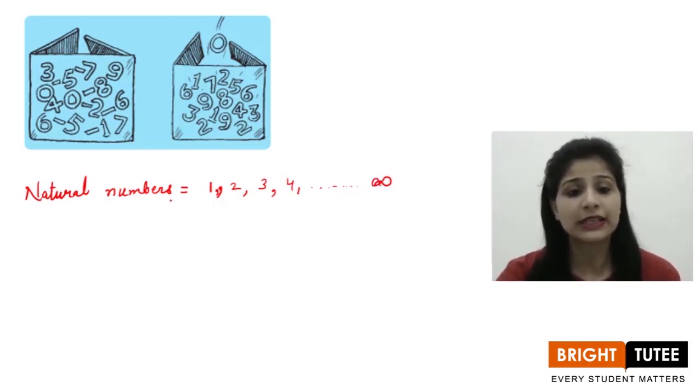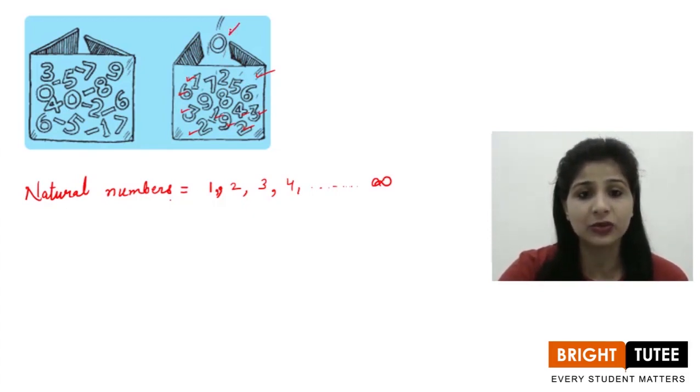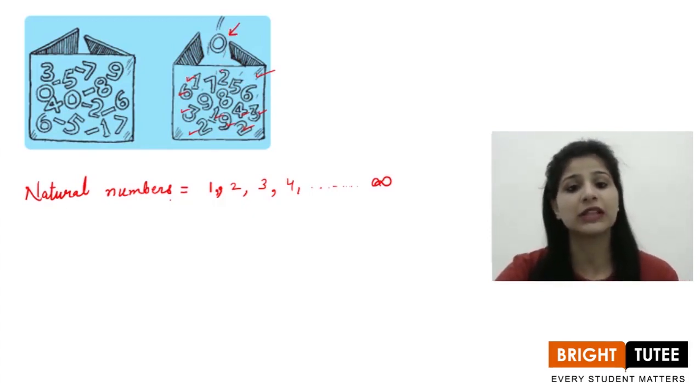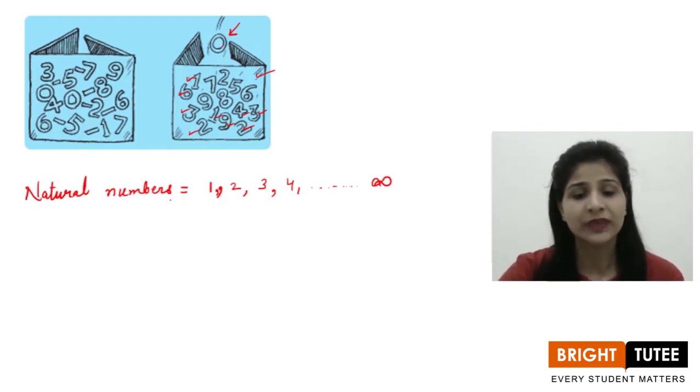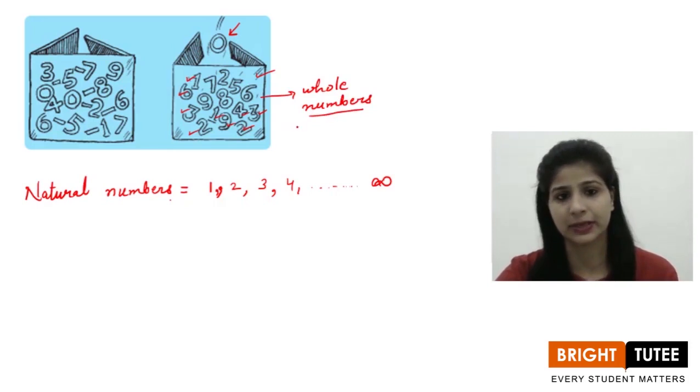Now in this box, we have all the positive numbers, that means the natural numbers, right? If we include 0 also in this box, then this will represent the set of whole numbers. So these are whole numbers.